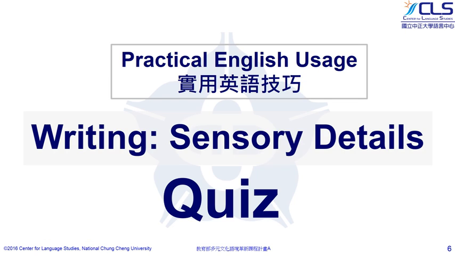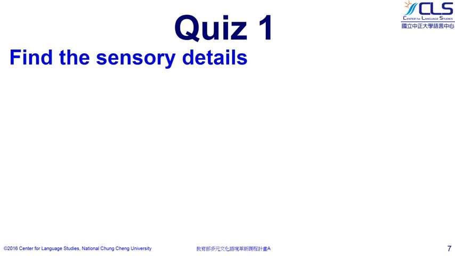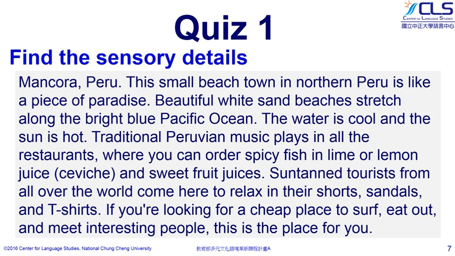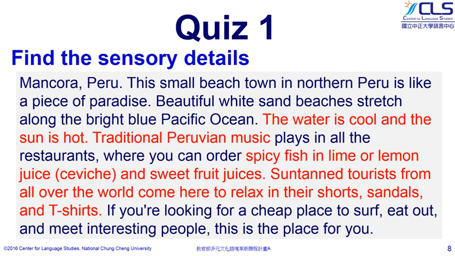Now, let's try to practice what we have learned about sensory details for today. Quiz 1. Read the article and find the sensory details. As you can see from the article, the sensory details are underlined. They include different kinds of adjectives.